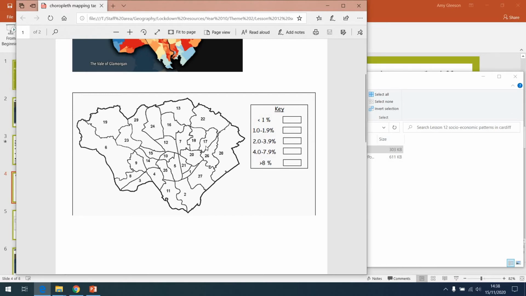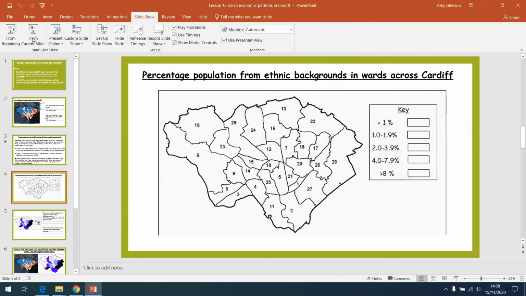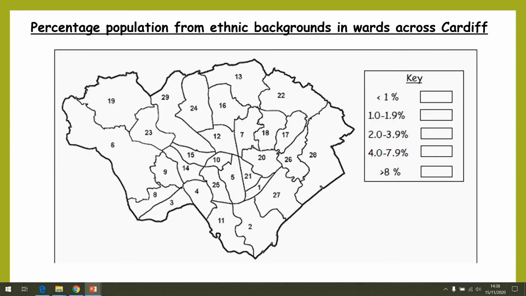All right, so cut and stick your choropleth map. Select your colour key. It could be light, medium and dark red, light, medium and dark green, and a black, your choice. And use the data on the handout to colour in this choropleth map, and it will show you the spread, the distribution of ethnic minorities across Cardiff. So pause the video here a minute and go and do that, please.